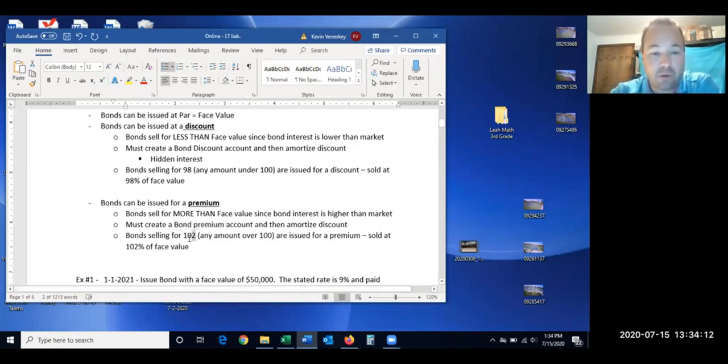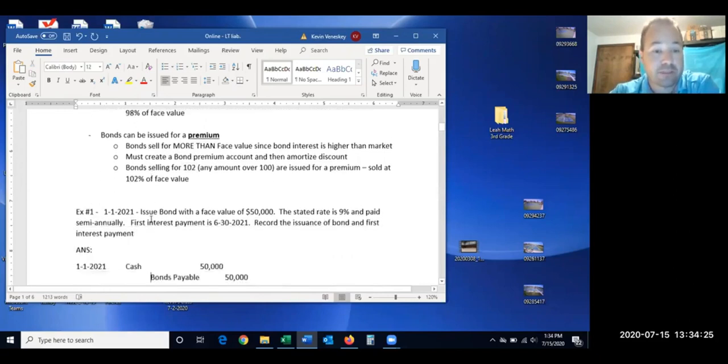Now, with bonds, the book could make it easy for us, and they will on some of them. They're just going to give you a number, a 102 maybe, or a 105. And that means that's what the bond is selling for, 102% of its face value.